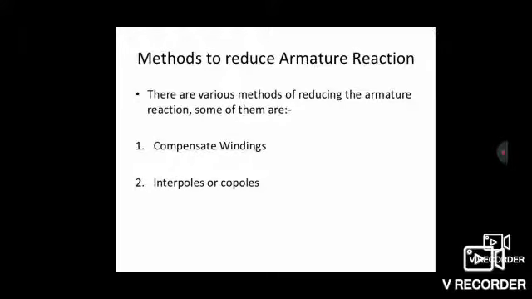Then, the methods to reduce the armature reaction. There are two methods used to reduce the armature reaction. They are compensating windings and interpoles or commutating poles. These two reduce the armature reaction. So we have interpoles in the DC machine, and we also have compensating winding in the DC machine.